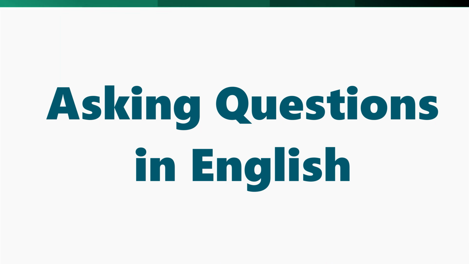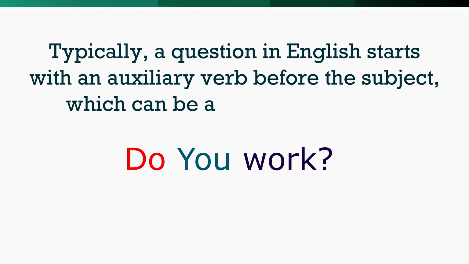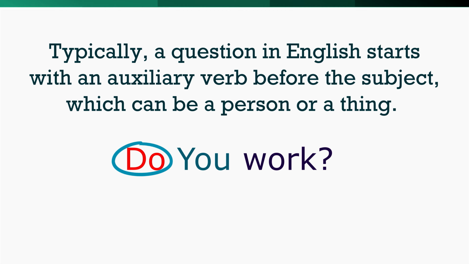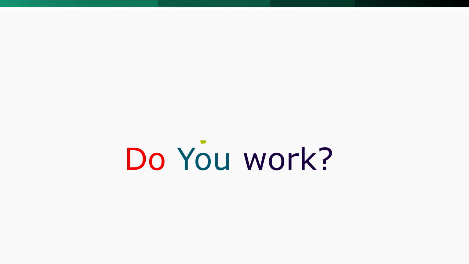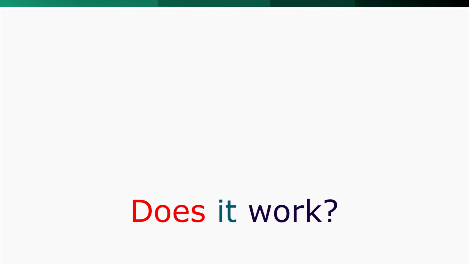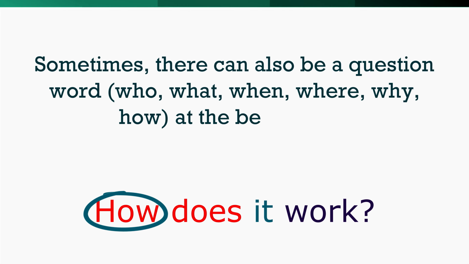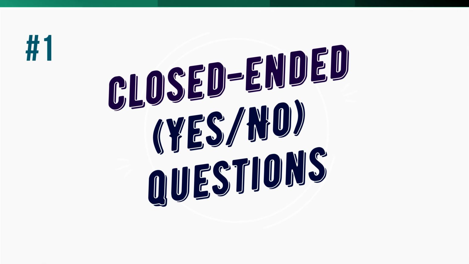Let's start with the basics. Typically, a question in English will start with a helping or an auxiliary verb before the subject, which is usually a person or a thing. Sometimes it can also be a question word.